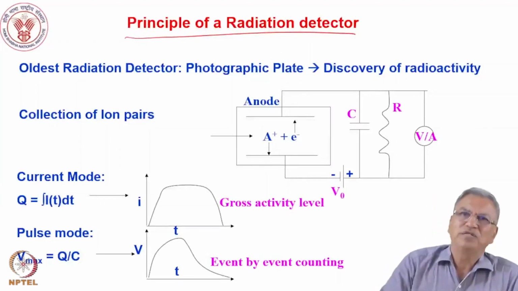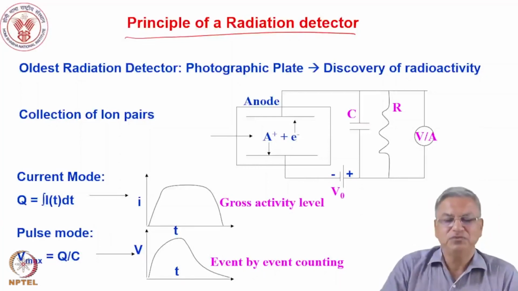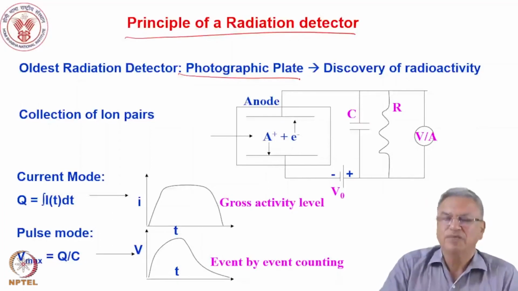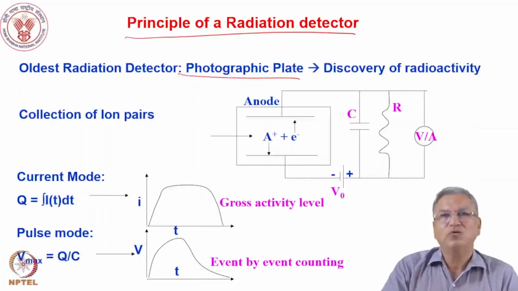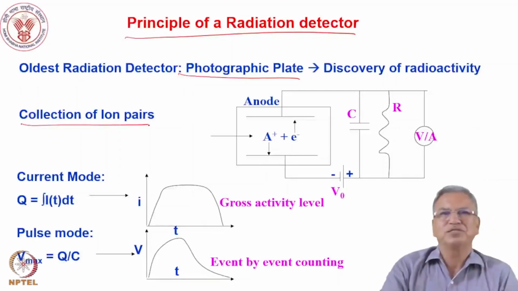So all of you know that Henry Becquerel discovered radioactivity using simply a photographic plate. So in essence, a photographic plate also is a detector. One of the oldest detectors is a photographic plate, but that will give you a qualitative picture. So when we want to go for quantification of radiation levels, we use more advanced detector systems. And so the basic principle of detection of radiation is collection of ion pairs.